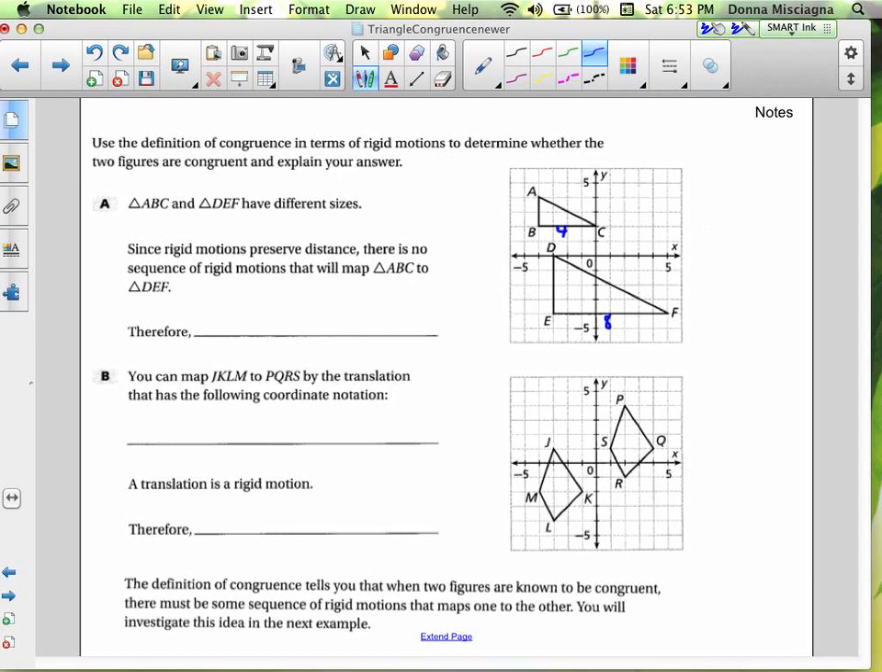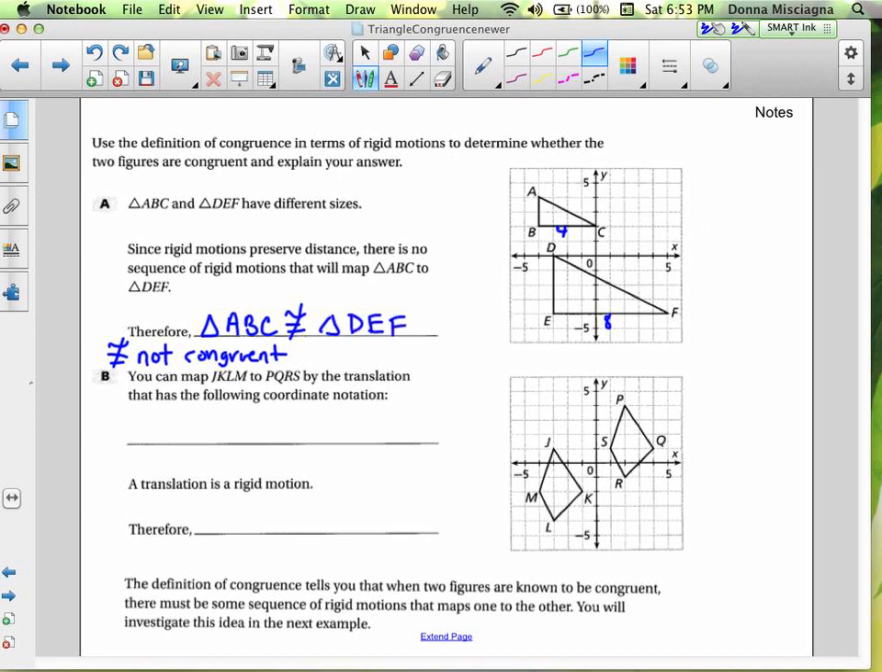Since rigid motions preserve distance, there's no sequence of rigid motions that will map triangle ABC to triangle DEF. Right? No rigid motion is going to change the size. Therefore, triangle ABC is, this is the symbol for not congruent. We'll write that underneath on your notes here. This means not congruent. We crossed it off. Congruent, oops. Nope, not congruent. There we go. Is not congruent to triangle DEF.